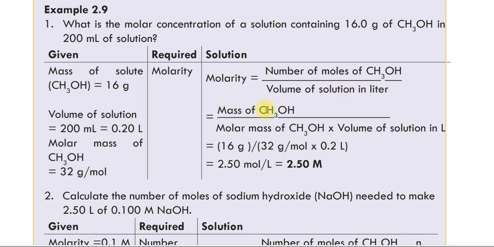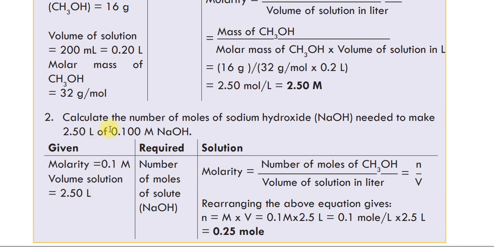So mass of methanol over molar mass of methanol times volume of a solution in liter, which is 16 gram over 32 gram per mole times 0.2 liter. So which is equal to 2.5 mole per liter. Mole per liter is molarity, so 2.5 molarity.